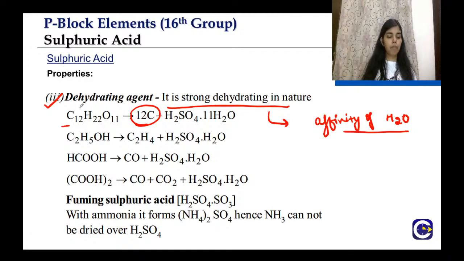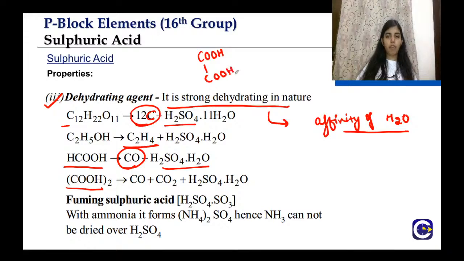Now here carbon is being dehydrated and carbon is left, while these H2O molecules are associated with H2SO4 now. C2H5OH, it will give you ethene, the water will go to H2SO4. Formic acid will lead to the formation of carbon monoxide, the water will go to H2SO4. Oxalic acid, what is the formula for oxalic acid? COOH, COOH. So oxalic acid will give you carbon monoxide plus carbon dioxide and the water will go to the H2SO4.